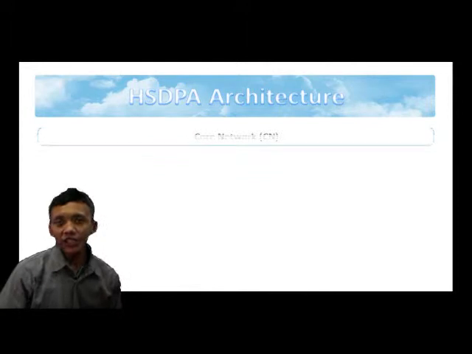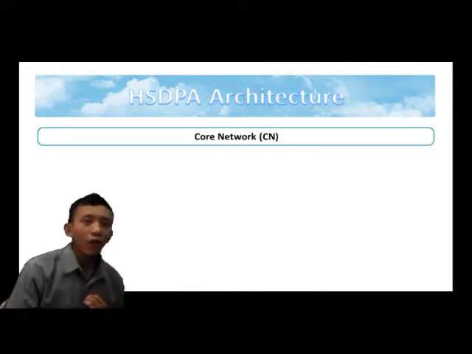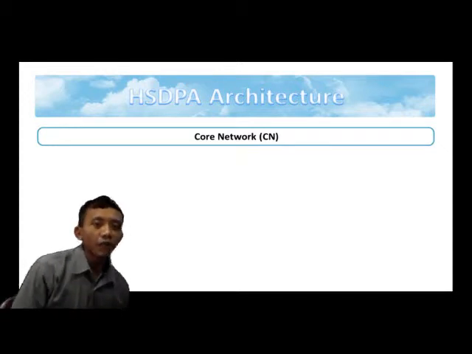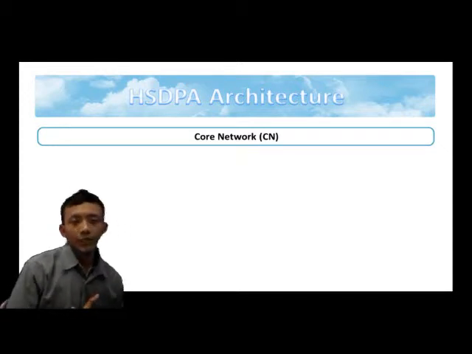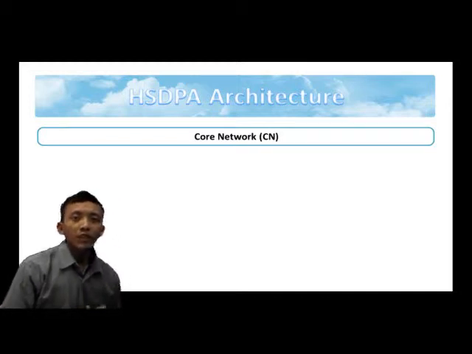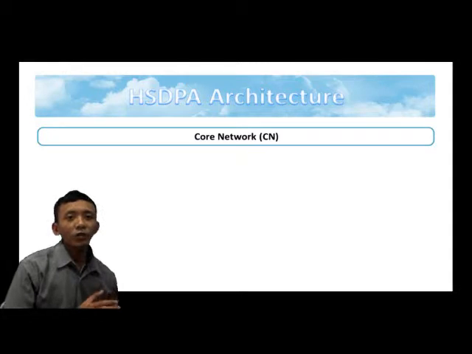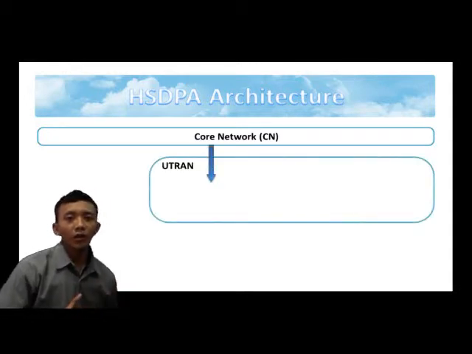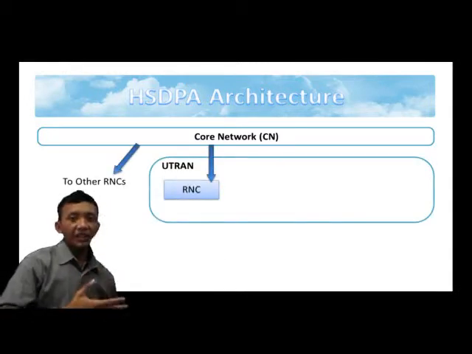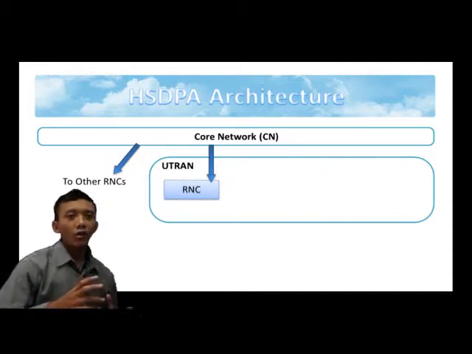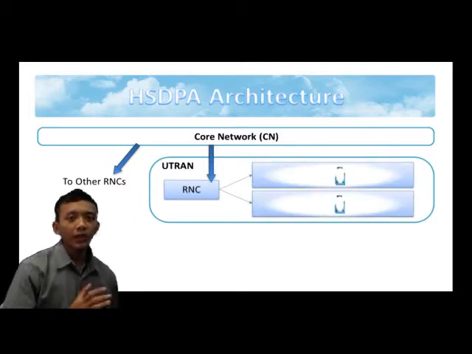The general UMTS architecture has 3 components. Namely, the first is the core network, or CN. This is responsible for connecting with the outside network, providing functions such as switching and routing calls for voice communication, and service for packet data connections. This core network connects to the RNC, or radio network controller, and to other RNCs. And number 2 is UTRAN, or UMTS Terrestrial Radio Access Network.